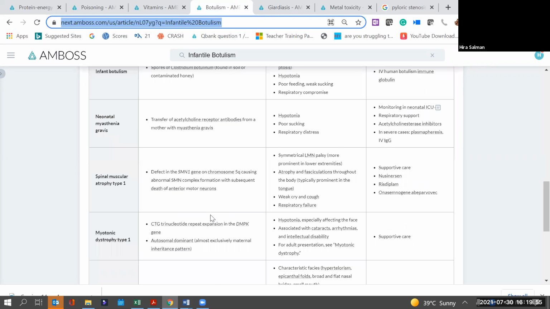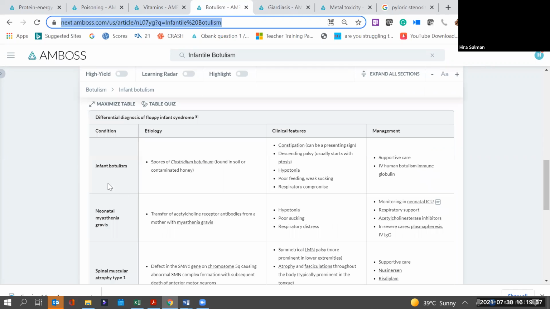So if we just have a look at this one, again, infant botulism, we just summarized this one. That's a spore of this bacteria found in soil or contaminated honey. Constipation can be a presenting sign. So baby can present with constipation. Baby can present with descending palsy. Hypotonia is the most important one we just covered. Poor feeding will be there. Respiratory compromise can be there.